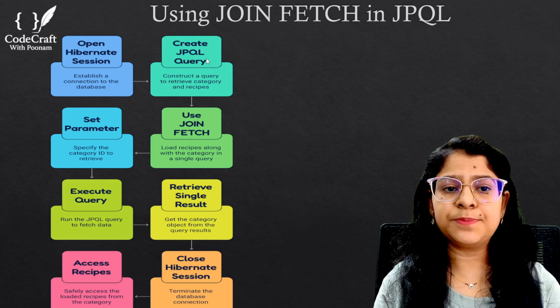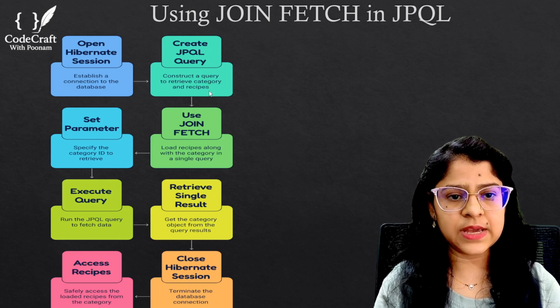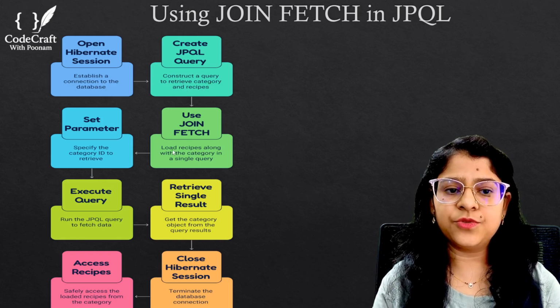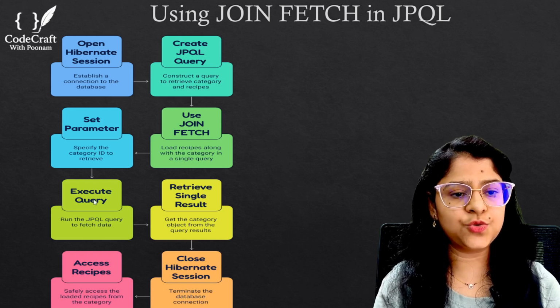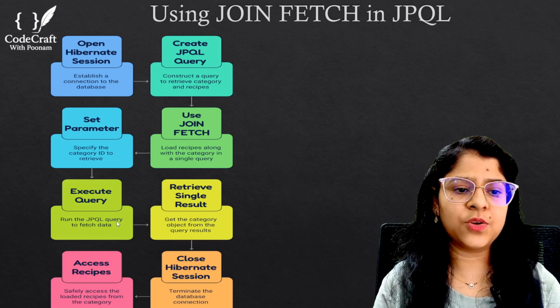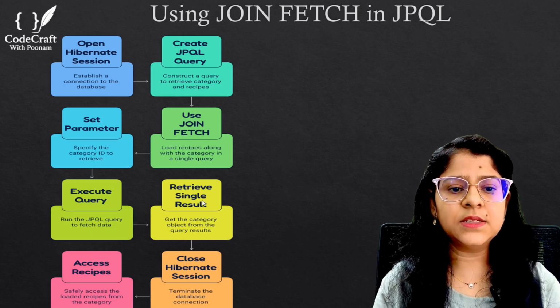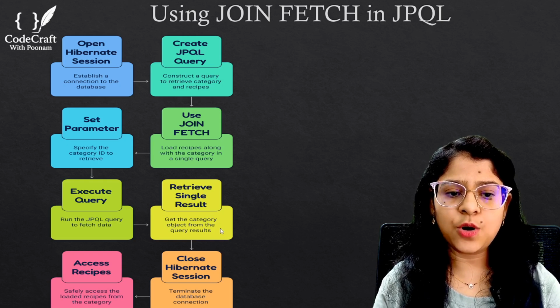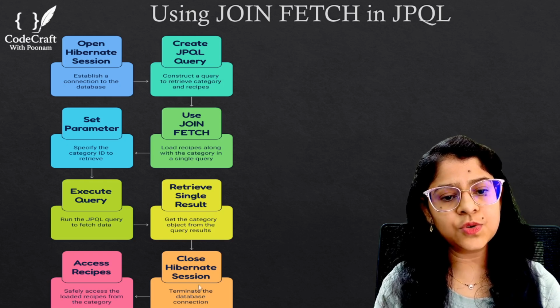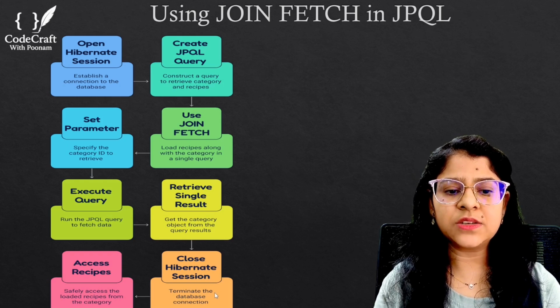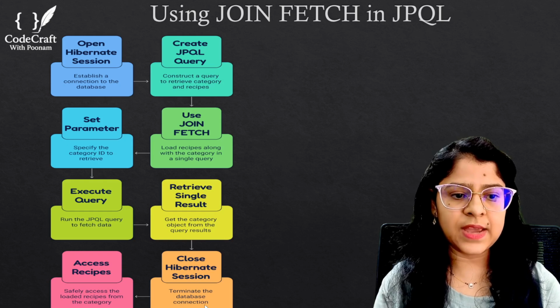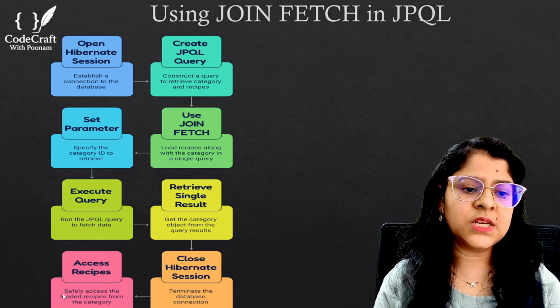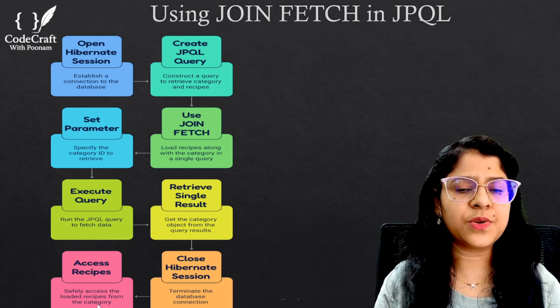And then you need to create a JPQL query. So here, construct a query to retrieve category and recipes. Then use join fetch to load recipes along with the category in a single query, and then execute the query. So you need to run the JPQL query to fetch the data and then retrieve the single result. It will get the category object from the query results, and then you need to close the Hibernate session. What it does is it will terminate the database connection, and then when you try to access the recipes, it safely accesses the loaded recipes from the category.